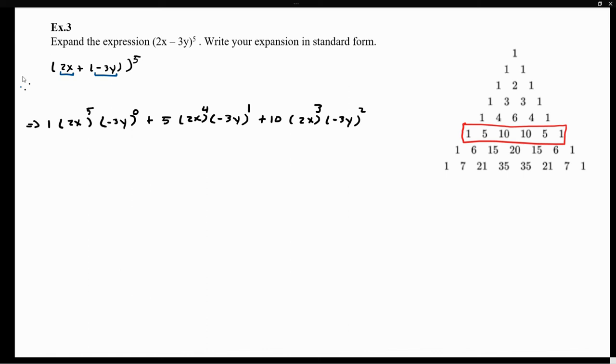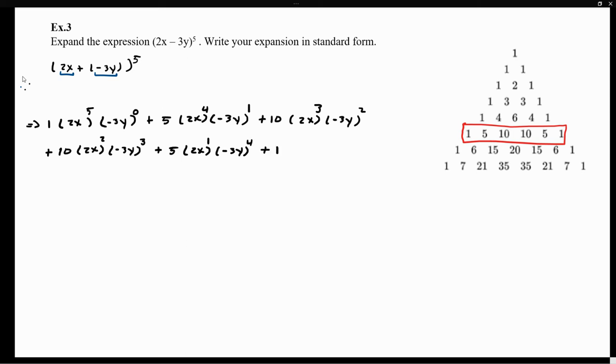I want to continue it down here. Then the next value is 10 in Pascal's triangle. Then 1 for 2x and 2 for negative 3y. 2x decreases by 1, so it becomes a 2. Negative 3y increases by 1, so it becomes a 3. Next value, 5. 1 parenthesis for 2x, 1 parenthesis for negative 3y. 2x decreases by 1, so it becomes a 1. Negative 3y increases by 1, so it's a 4.